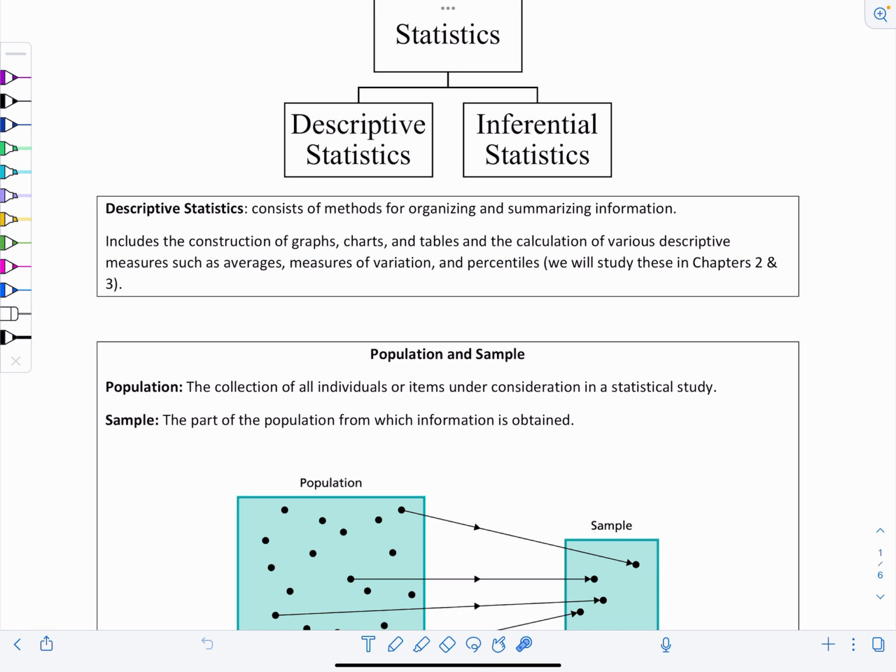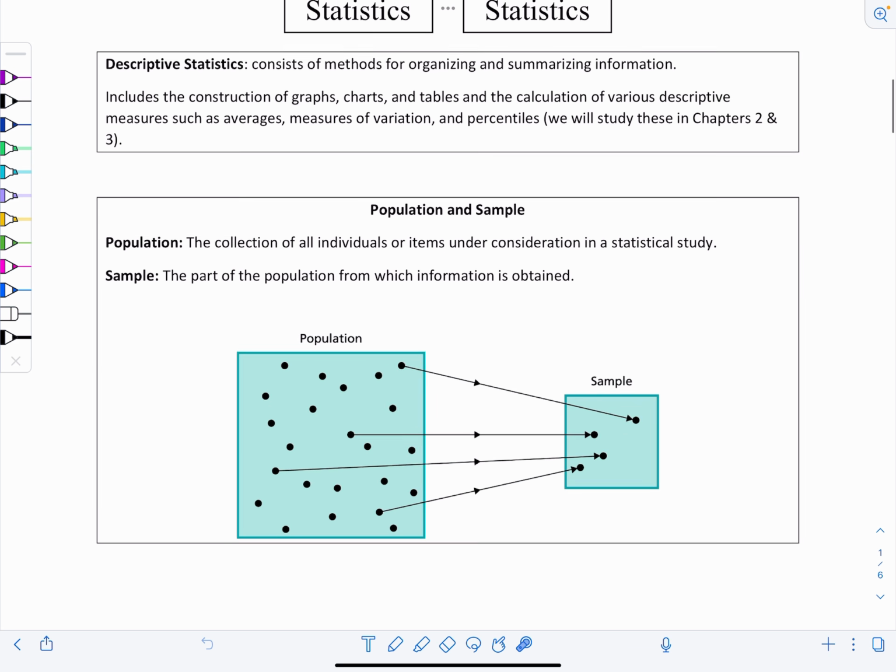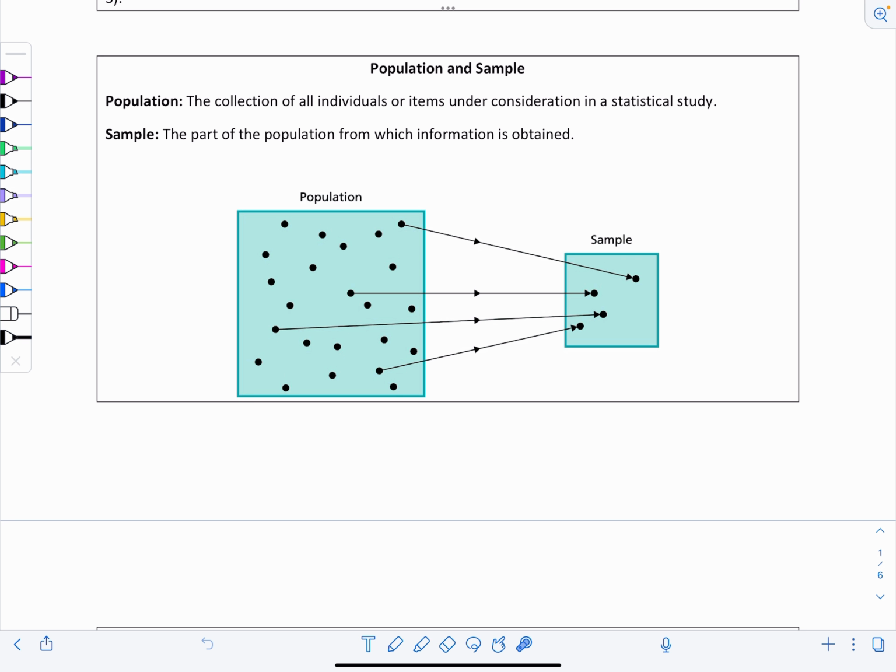But before we talk about what that is, we need to get one more definition straight, and that is a population versus a sample. So, population, when we talk about population in statistics, that refers to the collection of all individuals or items under consideration in a statistical study. Notice here, this diagram shows if you're talking about a particular population in a study, that's everybody, all individuals who are under consideration. A sample refers to the part of the population from which the information is obtained.